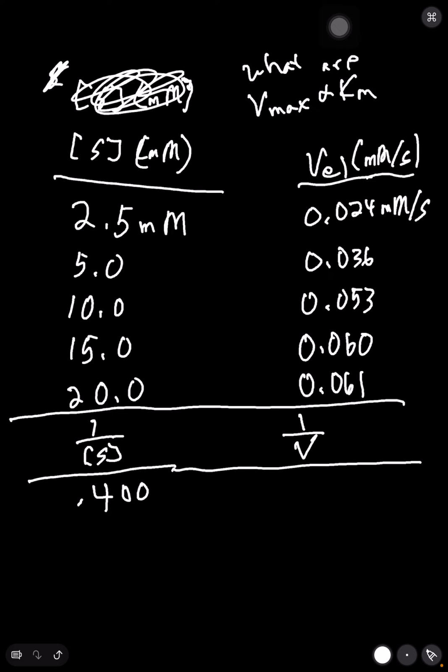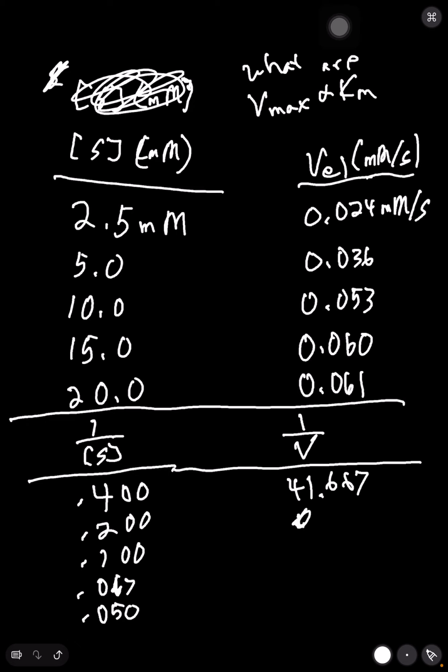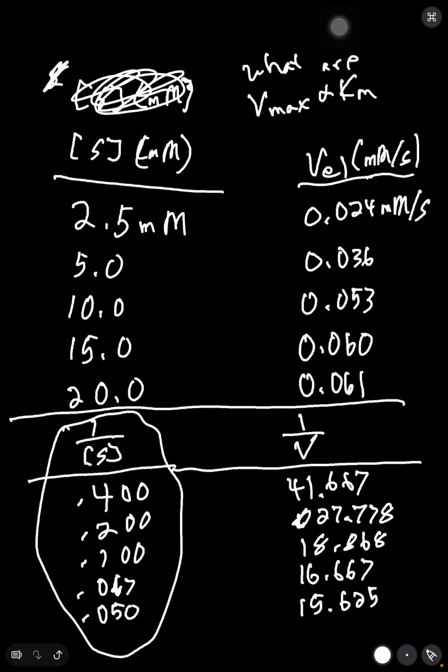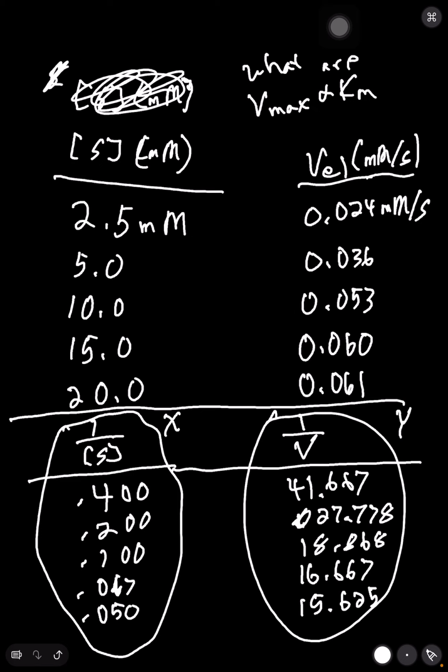All right, so 0.4, 0.2, 0.1, 0.067, 0.050. All right, and then 1 over V, 41.667, 27.778, 18.868, 16.667, and 15.625. All right. So at this point, you got all of the values that you need for your x-axis and your y-axis. So all you would have to do would be to plot them.